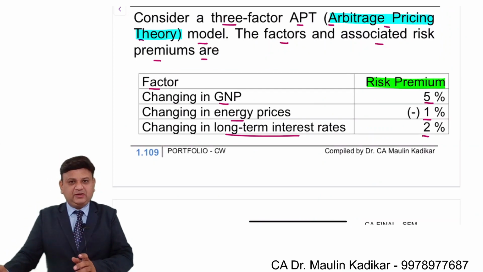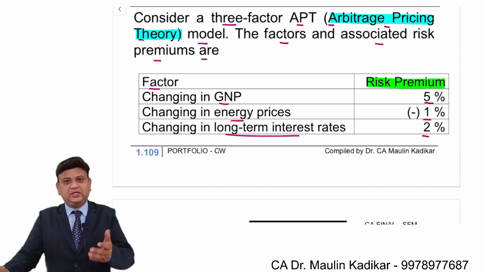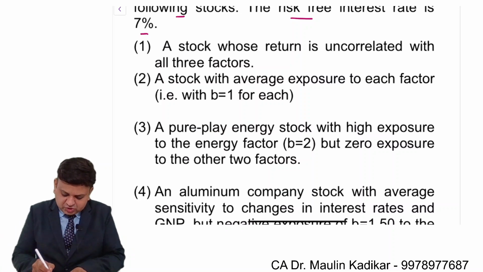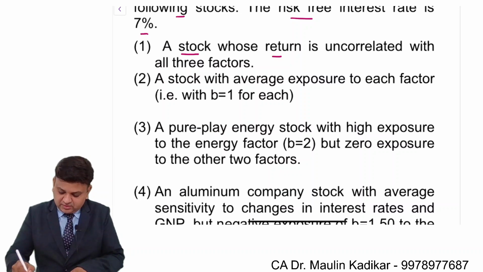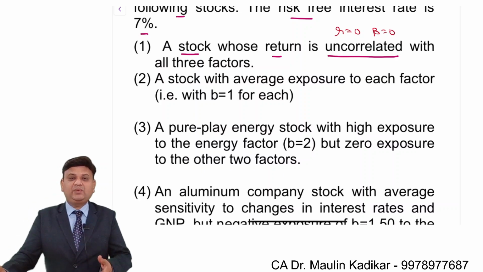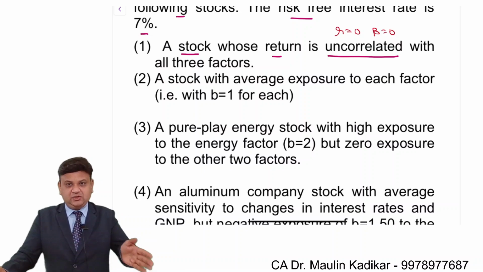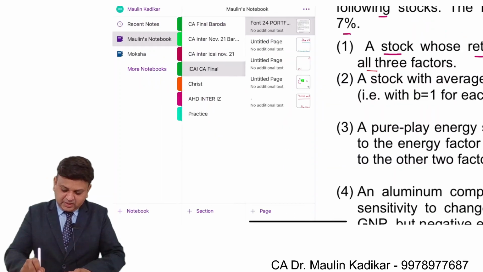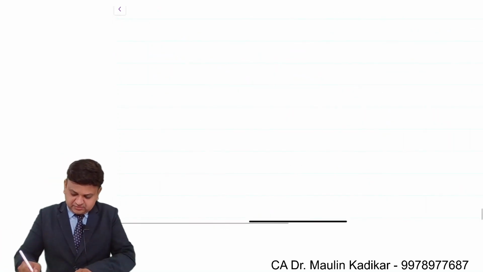First of all, we will calculate the answer for this question and then I'll dictate a note for this. In the first question, the question says that a stock means a security whose return is uncorrelated. Uncorrelated means R is equal to 0. And if R is equal to 0, then of course beta is 0, because beta requires R. And if R is 0, then the beta is of course 0 with all the three factors. So we understand that's the answer of the first question.